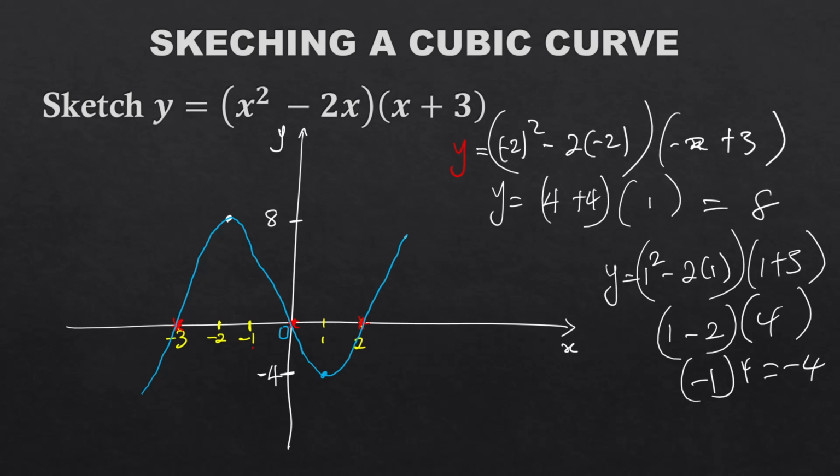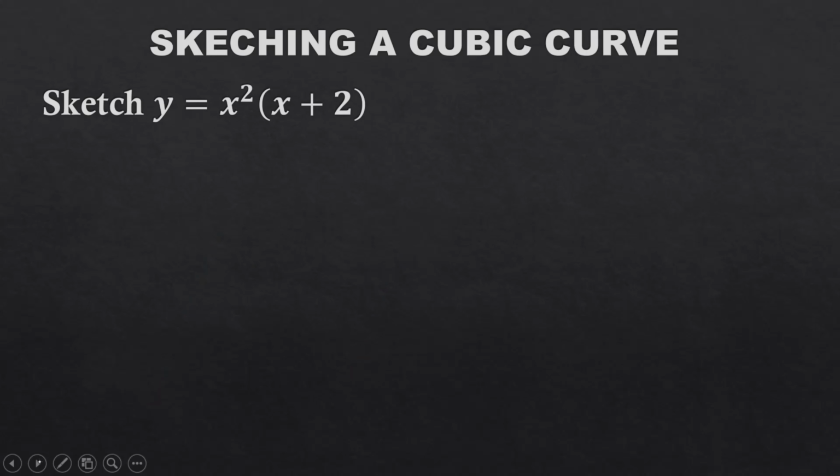So this is my curve. So this is my end behavior, negative infinity and positive infinity. So this is the curve for the second function, for the second equation. Let's go to the third one.